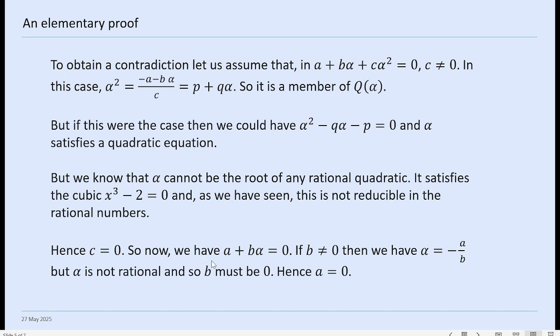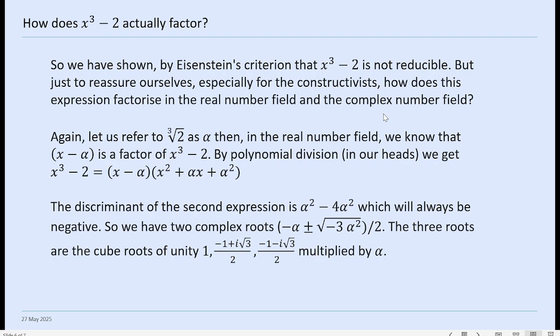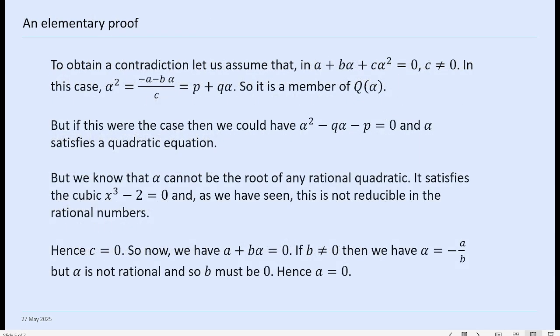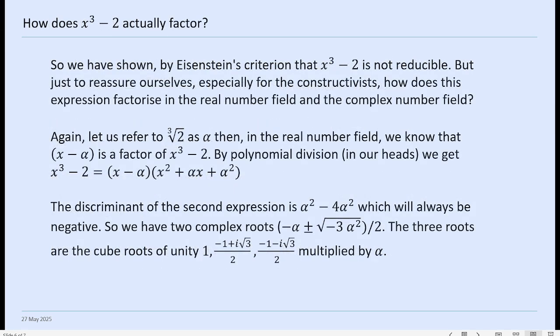So now we have a plus b alpha is 0. If we assumed b was not equal to 0, then alpha would be minus a over b. But we know alpha is not rational because we can prove the cube root of 2 is not rational in the same way we can prove the square root of 2 is not rational. So that means b must be 0, and if c and b are both 0, then we just get a is 0, so they're all 0. So that's really nice. We've got two different proofs that a equals b equals c equals 0.